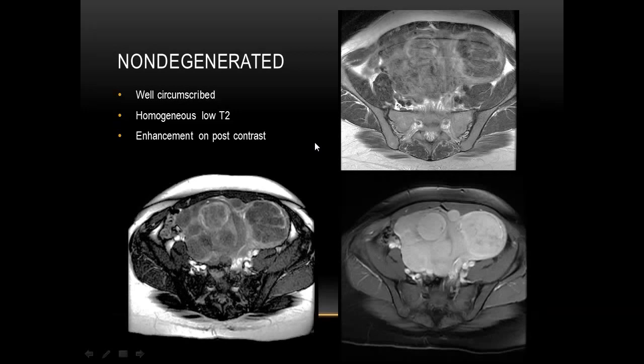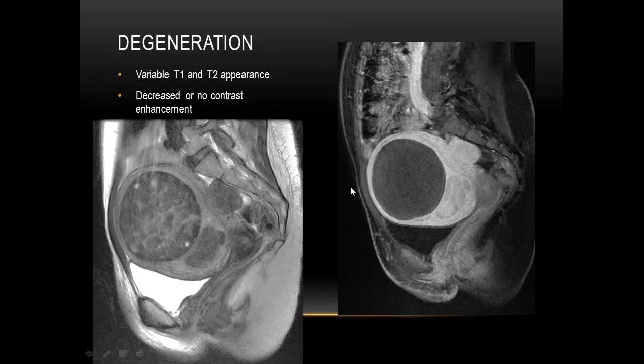And now we'll describe the characteristics of non-degeneration versus degeneration, which helps plan if a patient is a candidate for UFE. Non-degenerated fibroids are well circumscribed, homogeneous, low T2, and they enhance on post-contrast. So you can see all of these are well circumscribed, low on T2 to intermediate on T2, and they demonstrate enhancement. They are non-degenerated. A degenerated fibroid is variable T1 and T2, and it has decreased or no contrast enhancement.